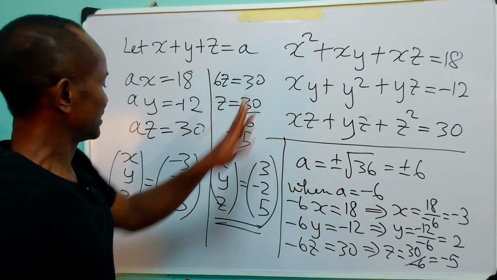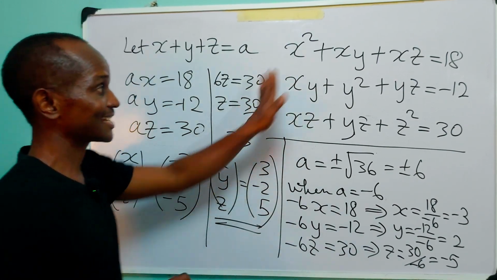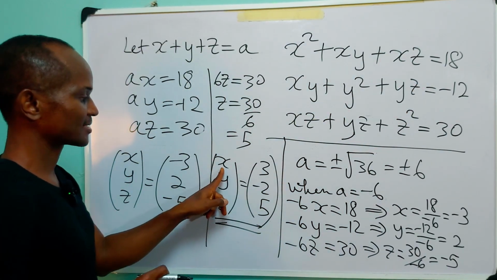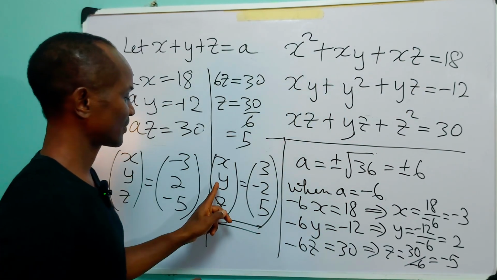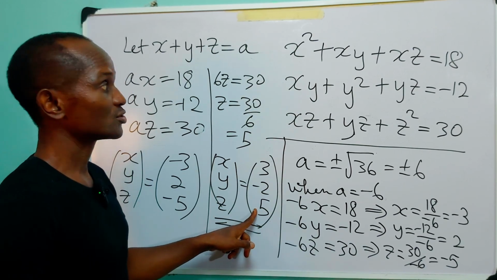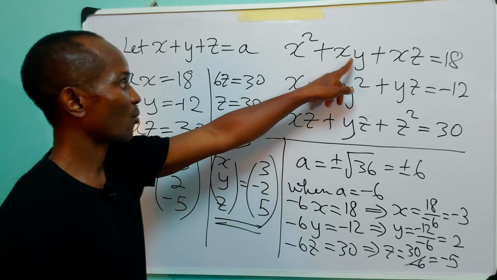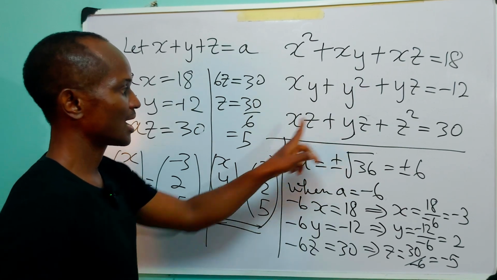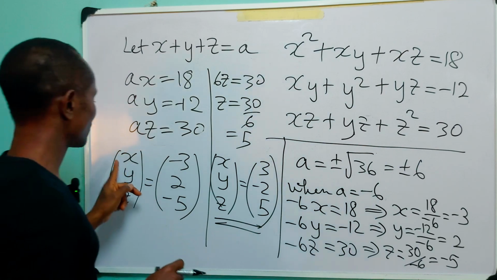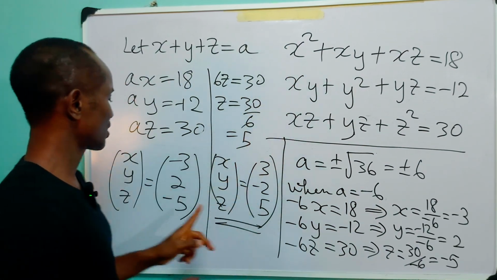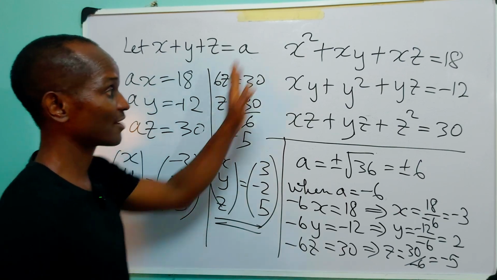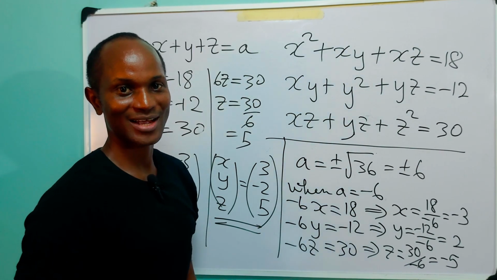So the two solution sets that satisfy this system of equations are x equal to 3, y equal to minus 2, and z equal to 5. So when x is equal to 3, y is equal to minus 2, and z is equal to 5, this is satisfied. And when x is equal to minus 3, y is equal to 2, and z is equal to minus 5, this is also satisfied.